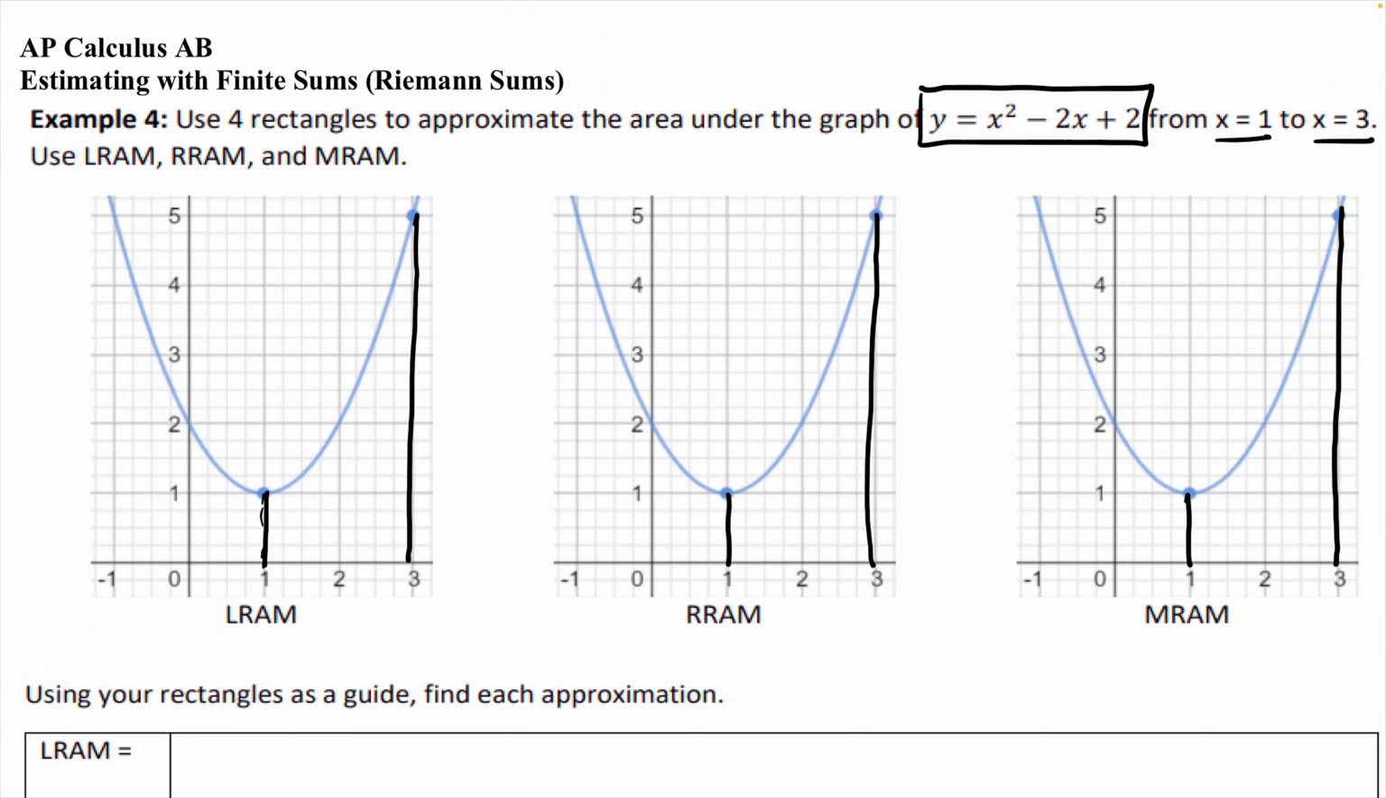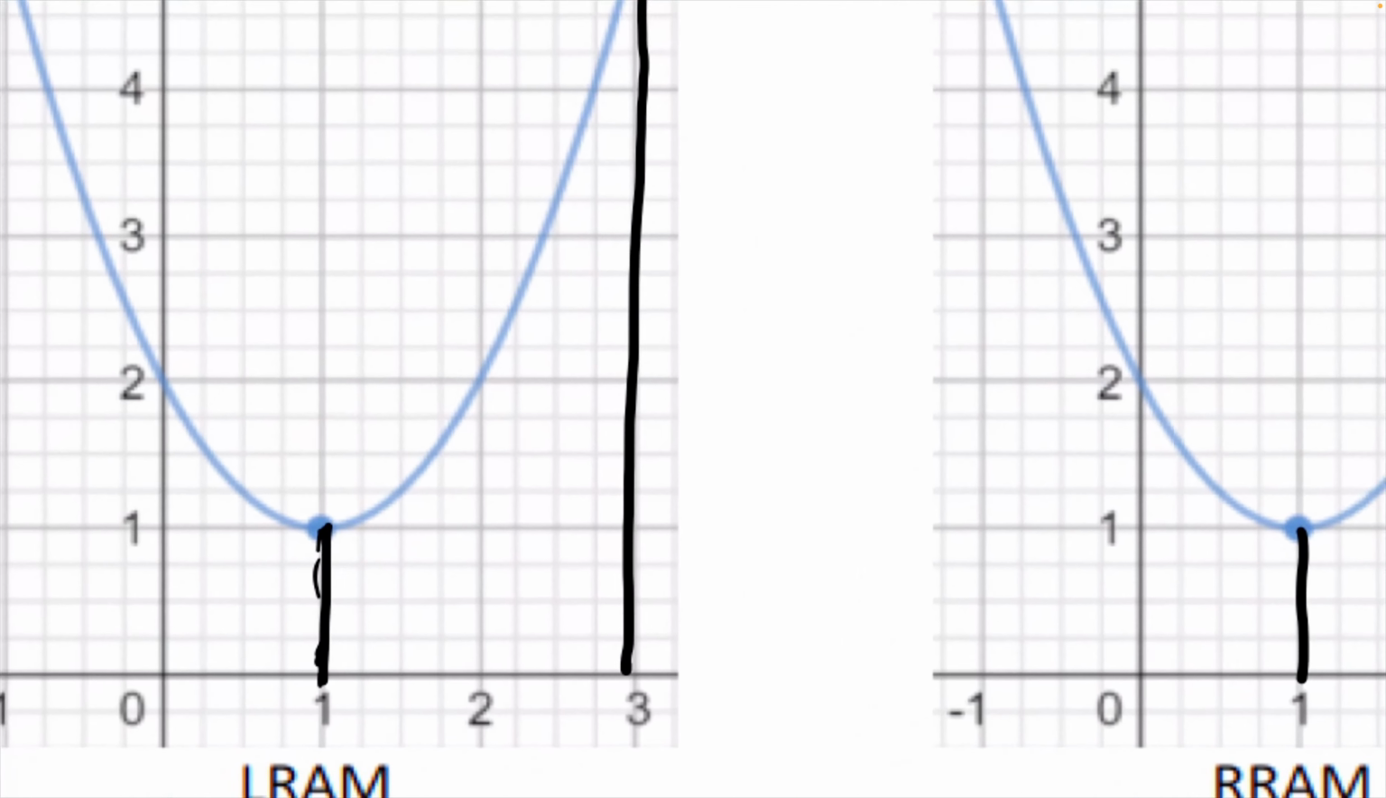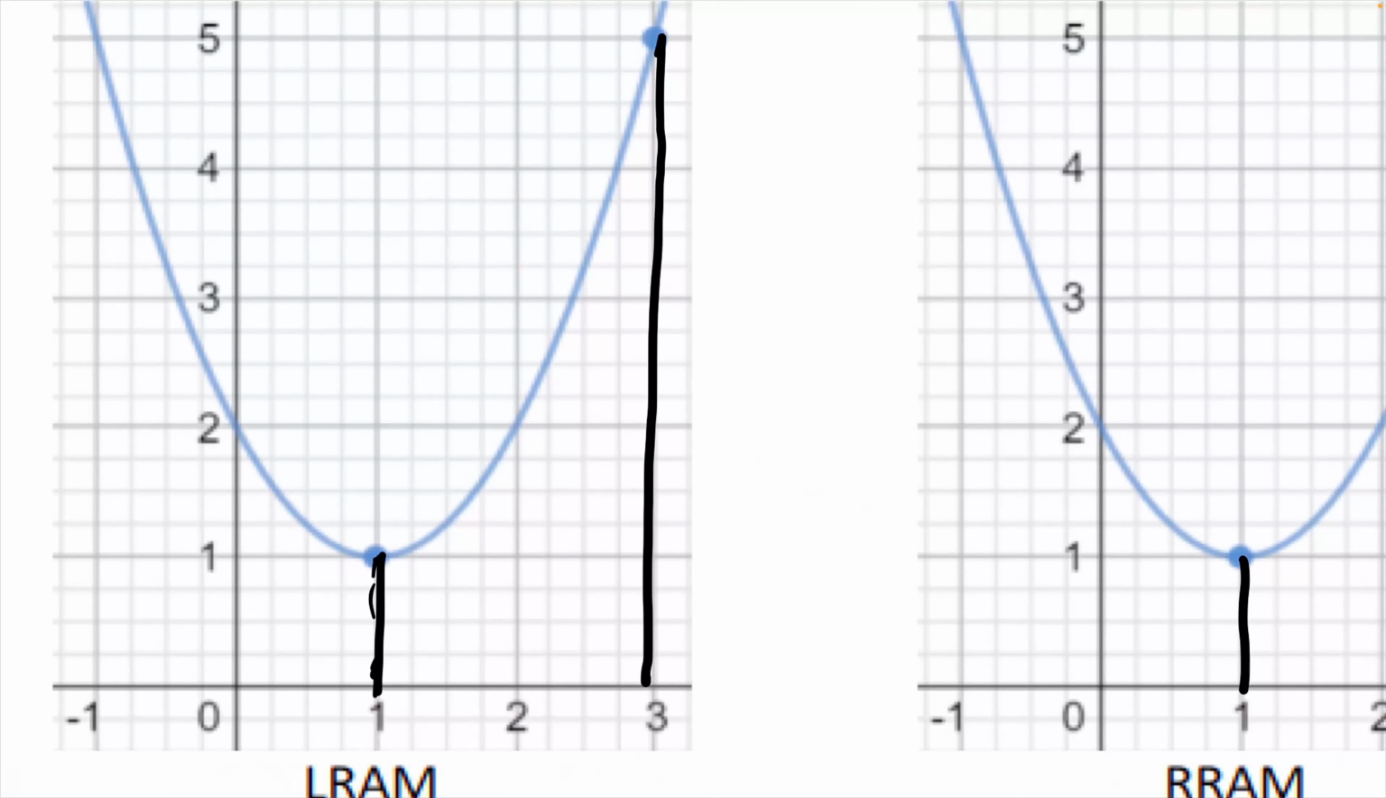So we're going to start with LRAM first. This is an LRAM. So what does LRAM mean? Start with the leftmost and then you drag it all over the dot. Top left is going to touch the function. So if the top left touches the function, and I need 4 rectangles, what would be a good idea for the width of a rectangle? 1 by 1.